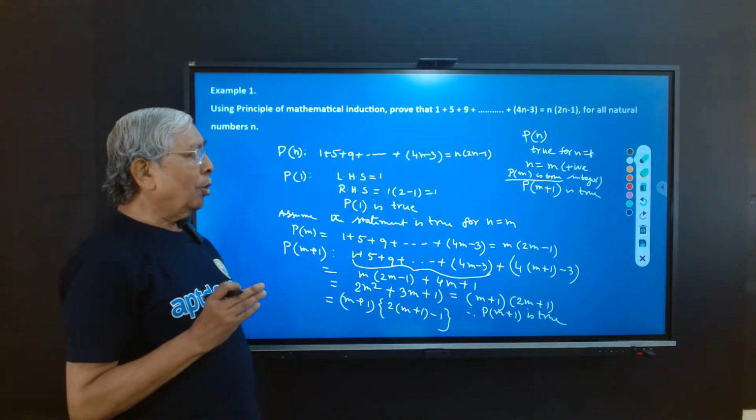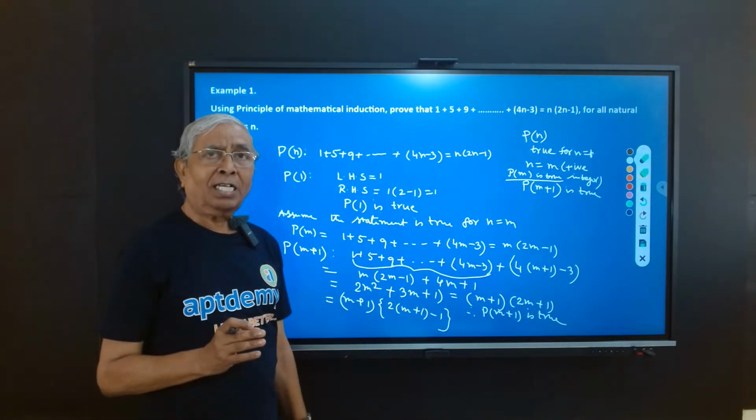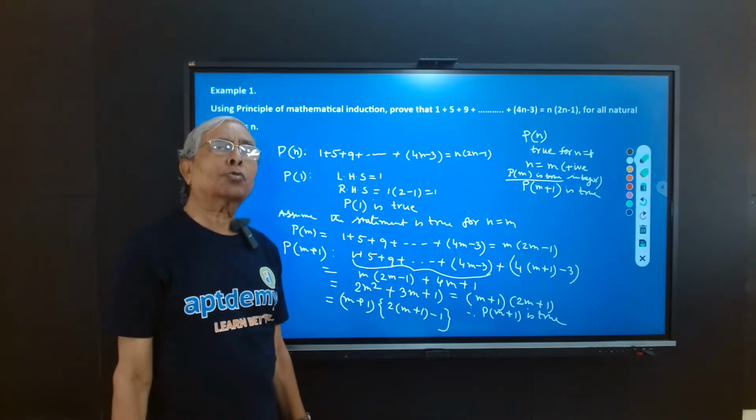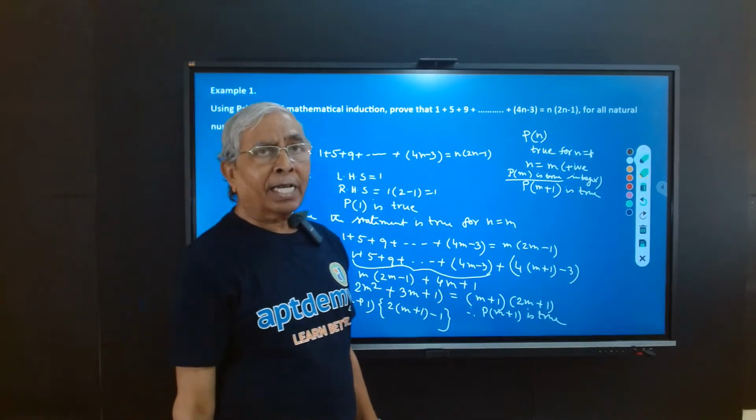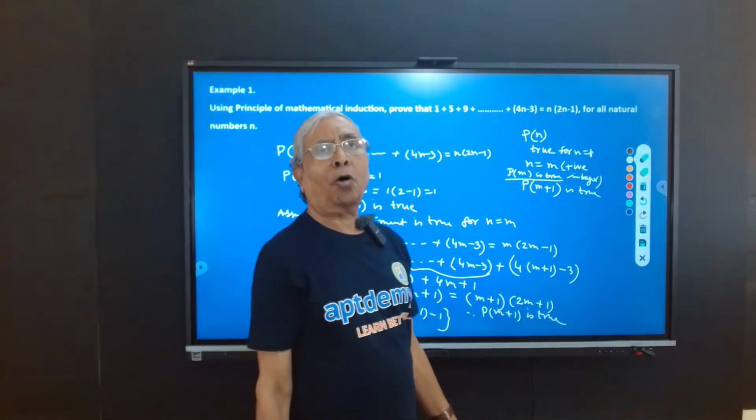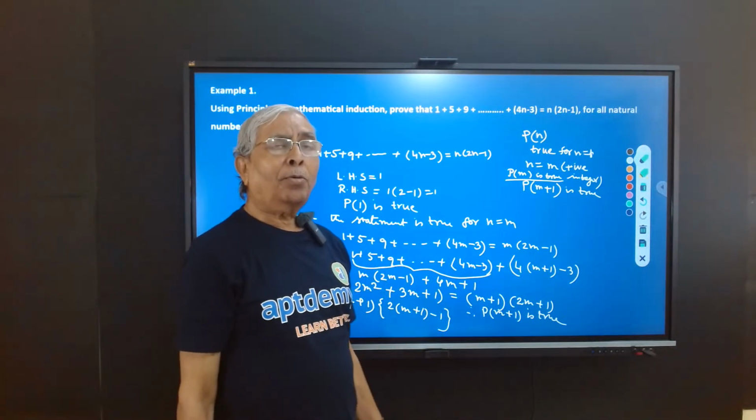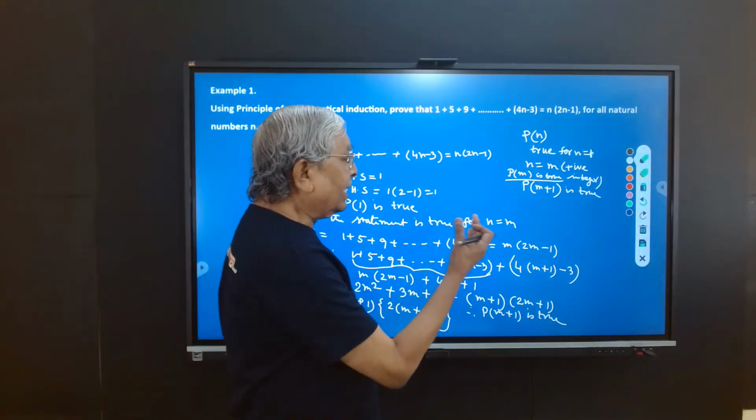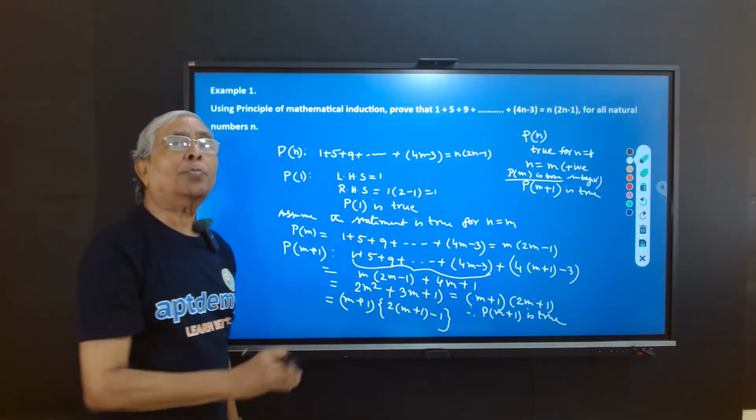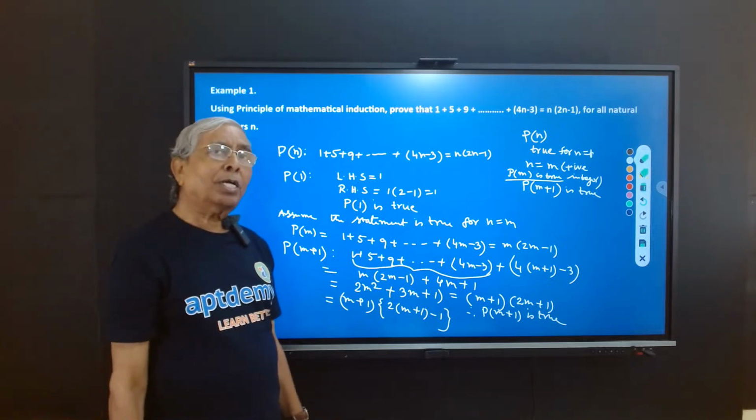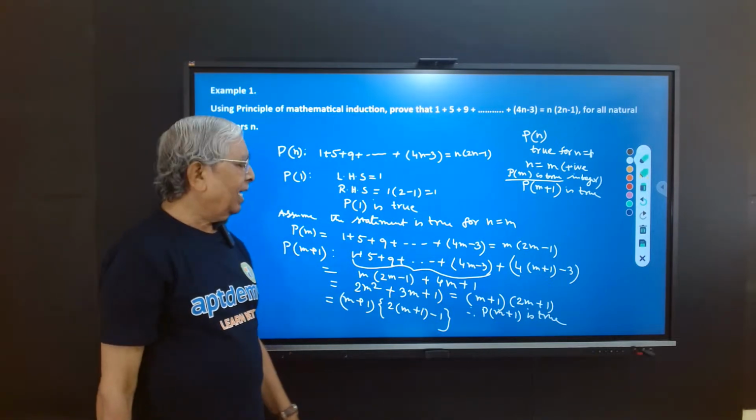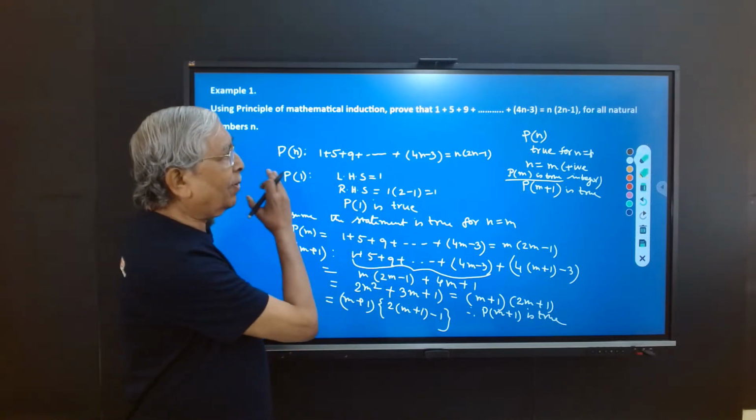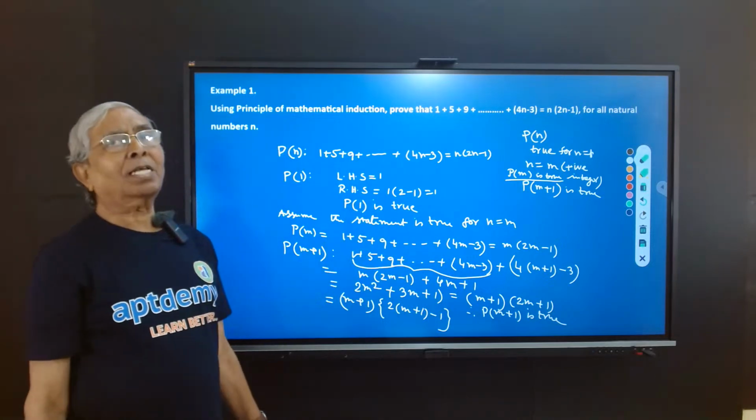So by the principle of mathematical induction, we can say that the given statement is true for all natural numbers n. The principle of mathematical induction is that first you have to show in a problem that the statement is true for n equals 1. Next, supposing that the statement is true for n equals m, where m is any natural number or a positive integer, you have to show that the statement is true for n equals m plus 1, the next index. Therefore, if it is true, then you will say that the statement is true for all natural numbers n.